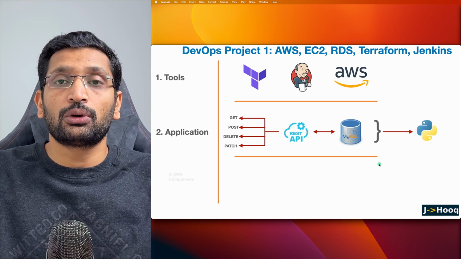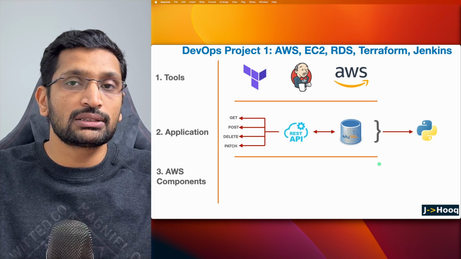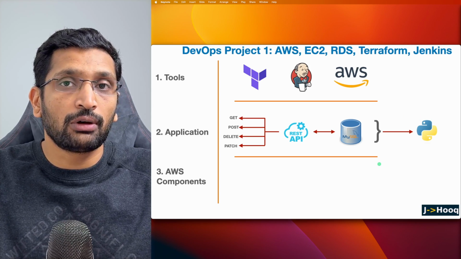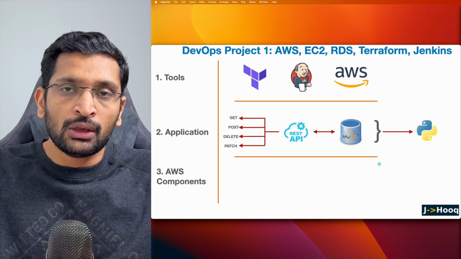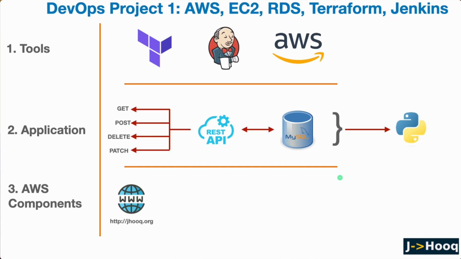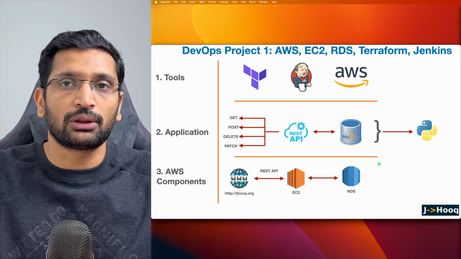The third category is the AWS components and services. But before we set up our DevOps project, we need to know the flow of the whole project at a high level. For that, we will be using a domain, which is my own custom domain that I have already purchased, jhook.org. This domain will be used to access our REST API services, which are deployed onto our EC2 instance. That EC2 instance will be able to store the data onto our RDS instance, which in our case is MySQL. So this is going to be our flow for this particular project.